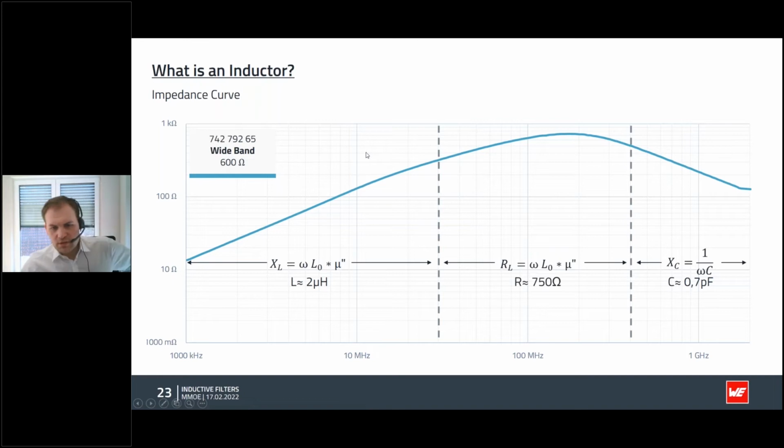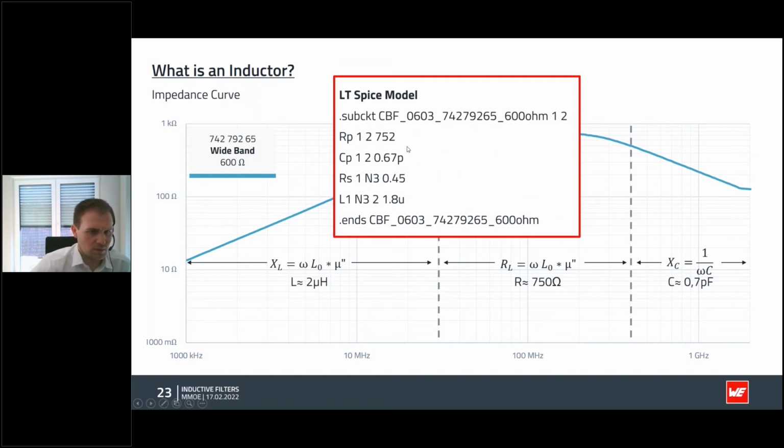Okay, so these are now the three components that we have here for this SMD ferrite. Just looking at the impedance curve, we have about 2 microhenries of inductance, 0.7 picofarad of capacitance, and 750 ohms of frequency-dependent resistance. I've just looked into the LTspice parameters because sometimes you might want to simulate this component. And this is what we have for this component in the LTspice model. This is just straight from the library. This is not prettified or something.